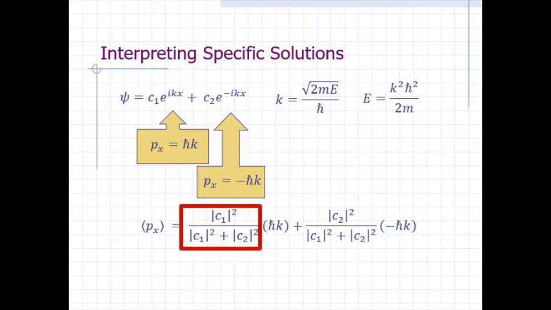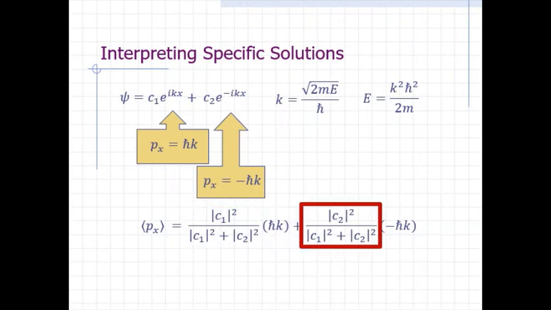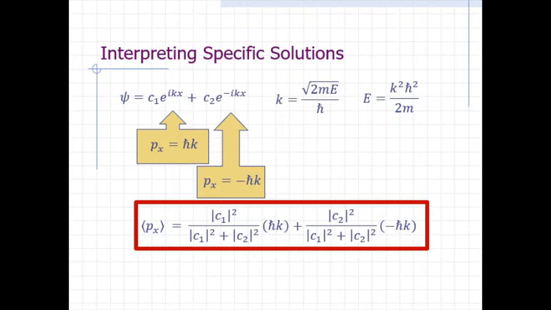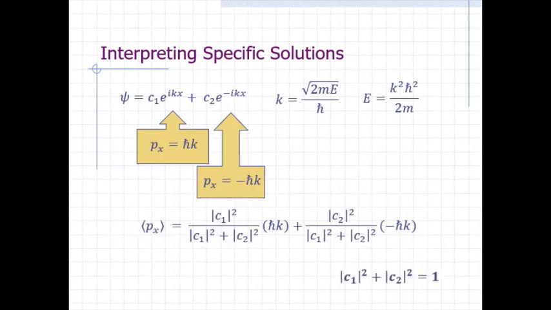The square of the absolute value of C1 divided by the sum of the squares of the absolute values of C1 and C2 is the probability that a measurement would give us h bar k. The square of the absolute value of C2 divided by the sum of the squares of the absolute values of C1 and C2 is the probability that a measurement will give us negative h bar k. Multiplying the probability of each outcome by the value of the outcome, then adding the results, gives us the expectation value for the momentum. If we choose C1 and C2 so that the squares of the absolute values add up to 1, then we could say that our wave function is normalized with respect to momentum.